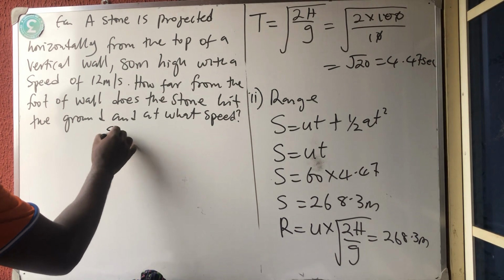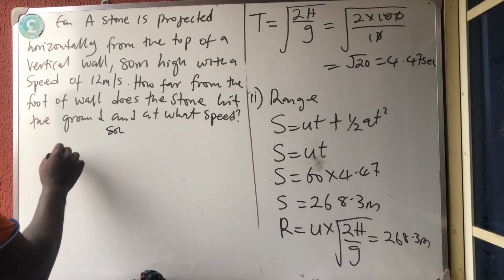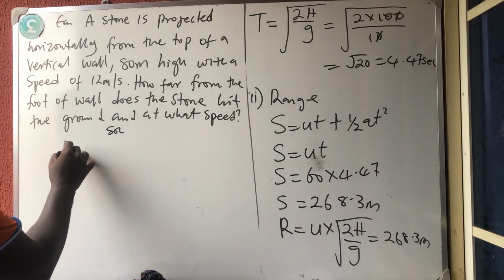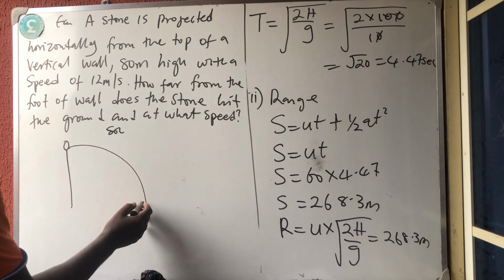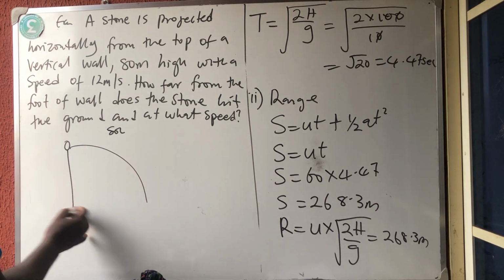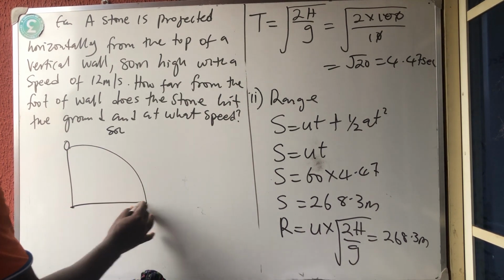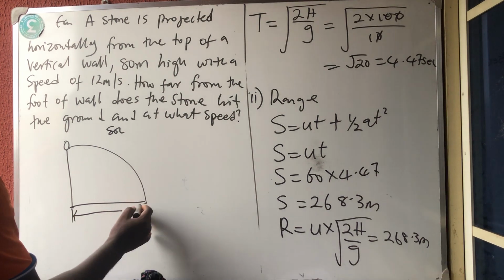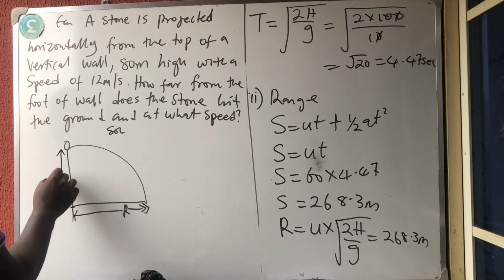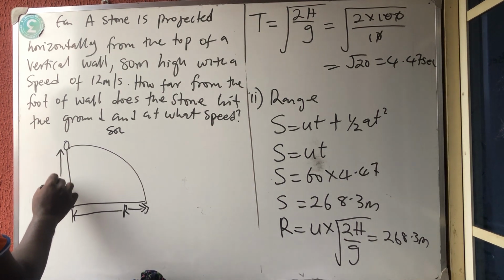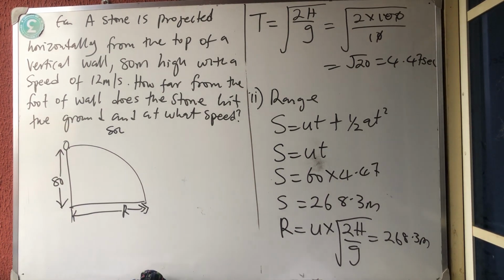If we decide to draw a solution, we draw this. I have the cliff, look at the ball being dropped to this point. This is the wall. From this wall dropped, they're asking me how far from here to here. From here to here is range, don't forget. And they say that the height of the wall is 80 meters.